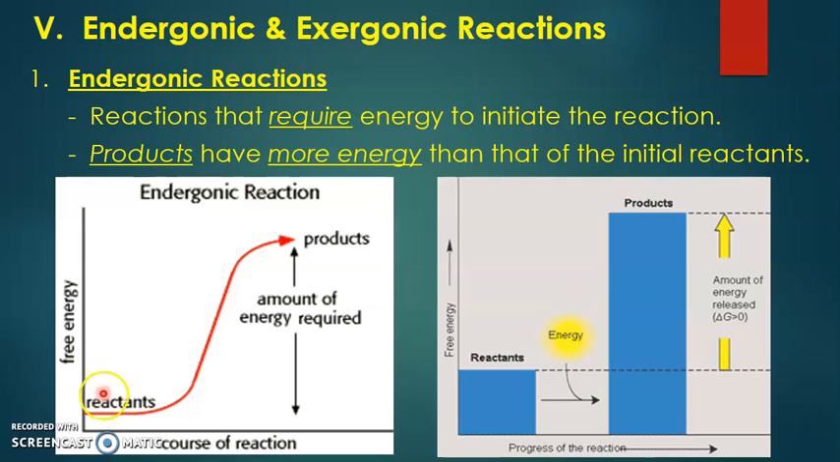So you can see that any graph that's tending upwards is going to be an endergonic reaction, and you're producing a product that has more potential energy than whatever it is you started with.